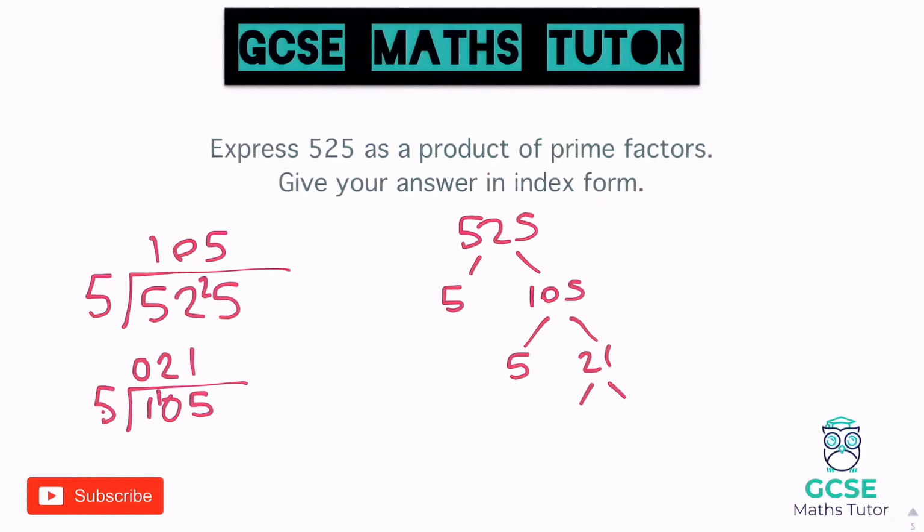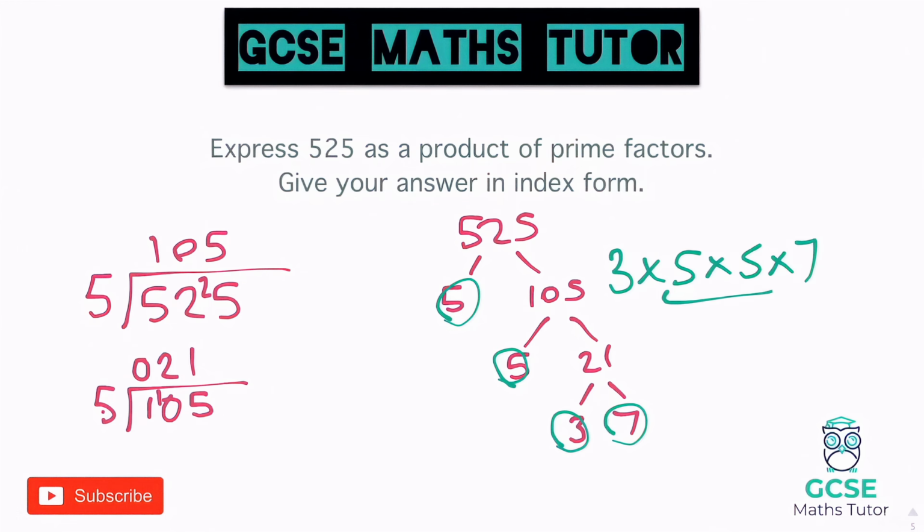Now we're at a point here where hopefully we spot that 21 is 3 times 7. And there we go, we've finished off our tree. So we've got 5, 5, 3, and 7. So 3 times 5 times 5 times 7. And then putting these two 5s as 5 squared. So 3 times 5 squared times 7.